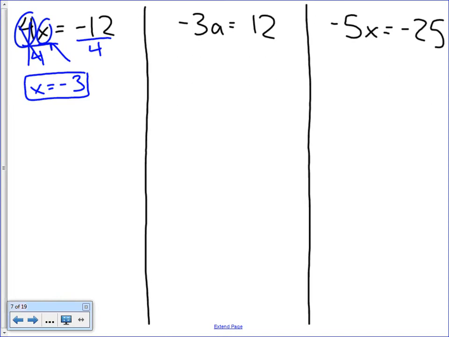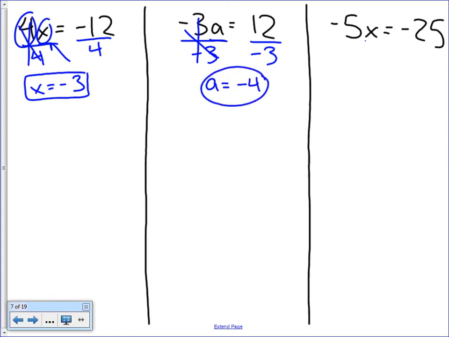Next one right here, I have negative 3 times a equals 12. So you want to isolate the a, and you're going to divide by a negative 3. You're going to divide by the number and the sign with it. So divide by negative 3 on both sides. These are going to cancel. I got an a equals negative 4.